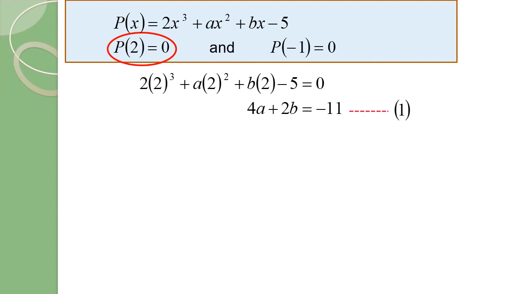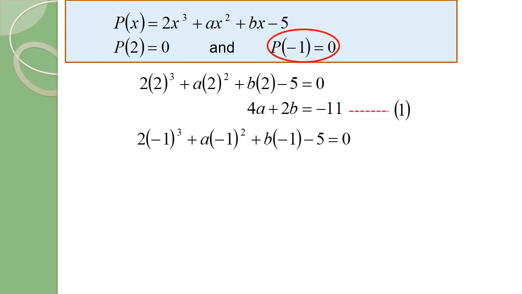Now, for the next equation, we substitute -1 into the polynomial. So we have 2 of -1 cubed plus a of -1 squared plus b of -1 minus 5 equal to 0. So we have a minus b equal to 7. This is the second equation. Now we can solve by using simultaneous equations, either by using the elimination method or the substitution method.